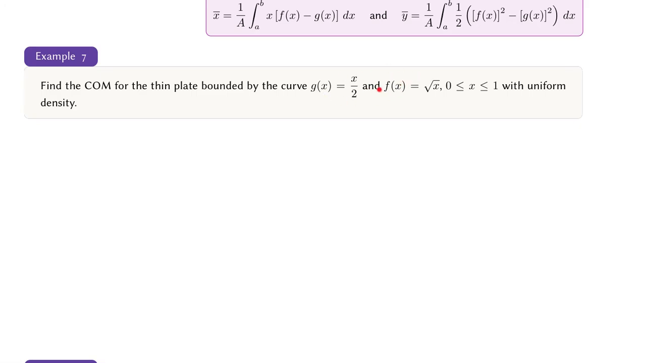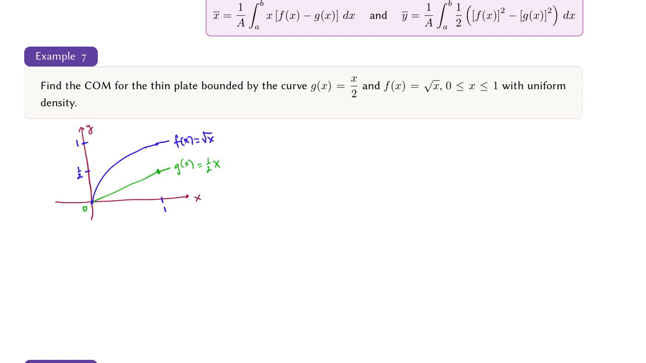Find the center of mass of a thin plate bounded by x over 2 and the square root of x from 0 to 1 with uniform density. And so we're going to ignore delta. First, we sketch the graph. f of x when x equals 1, y equals 1. And g of x, g of 0 equals 0, g of 1 equals 1/2.